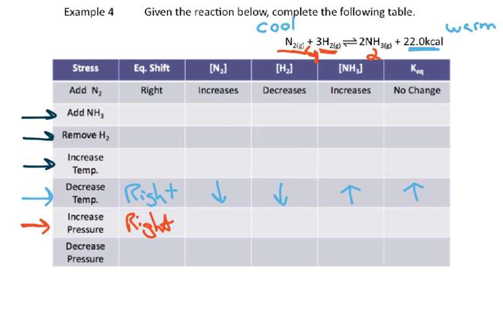A shift to the right causes all those substances on the right to have an increase in concentration. That would be NH3. And all the substances on the left will have their concentrations decrease. That's the N2 and the H2. And again, as temperature changes are the only changes that affect the value of KEQ, a pressure change will have no effect on KEQ.